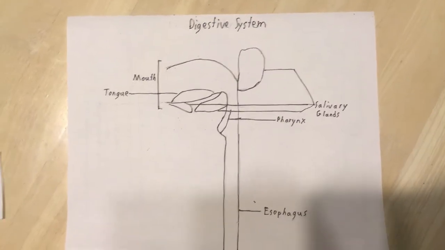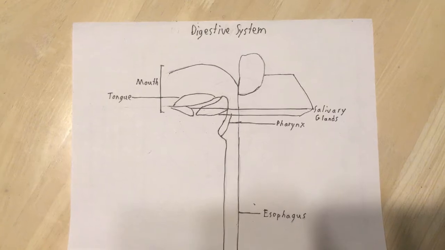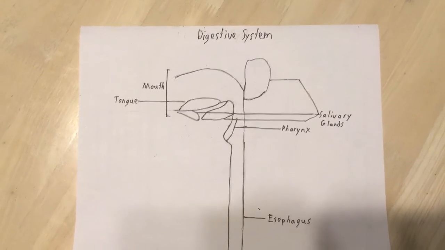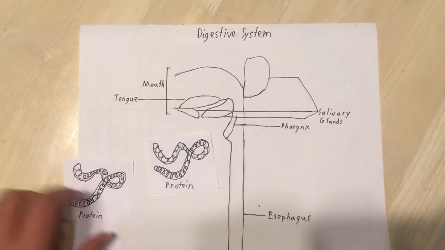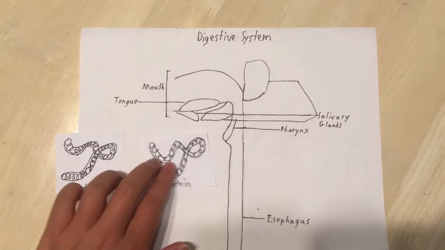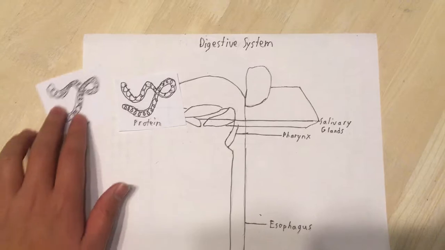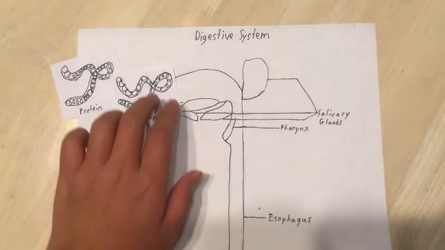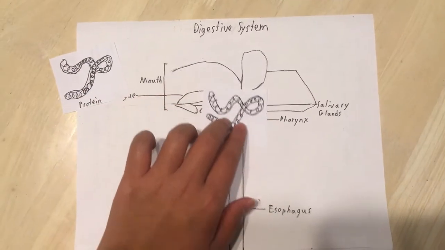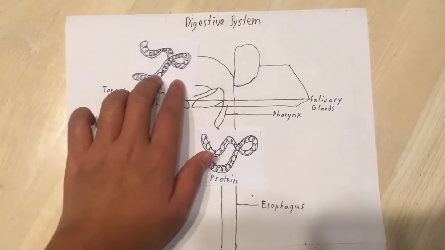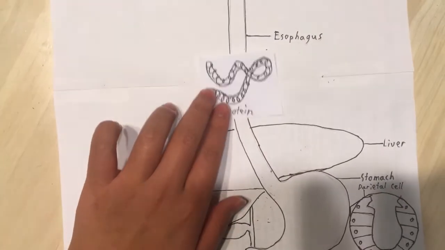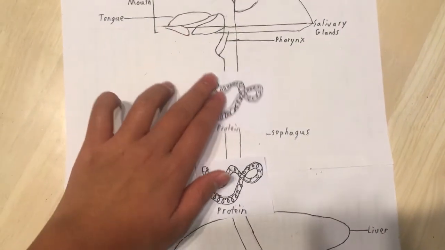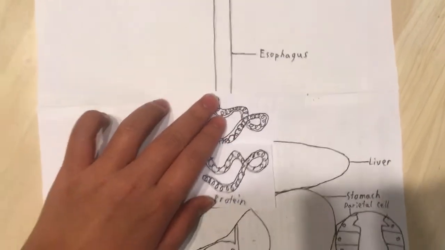After consuming foods with proteins, the foods are physically broken down by chewing. This will increase the surface area so the reaction happens faster. However, this does not affect the chemical composition of proteins. They are still made up of one or more polypeptides. The proteins pass by the pharynx and travel through the esophagus, where they enter the stomach via the esophageal sphincter.